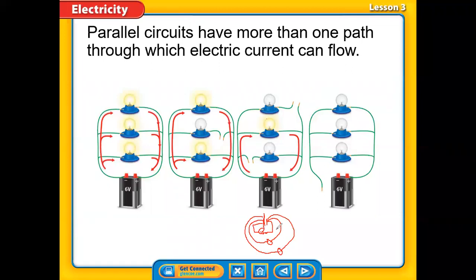If I cut this, these two will keep working. If I cut this, these two will keep working. So each one is already connected to the battery, so we don't care about the different branches. You get the idea? So that's the idea of the parallel connection.